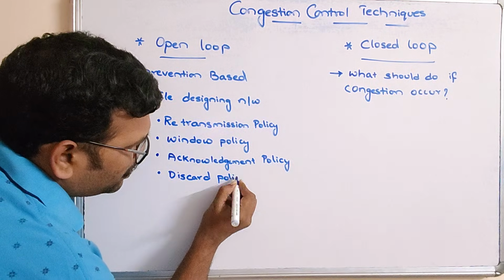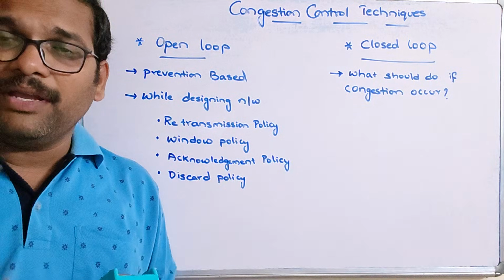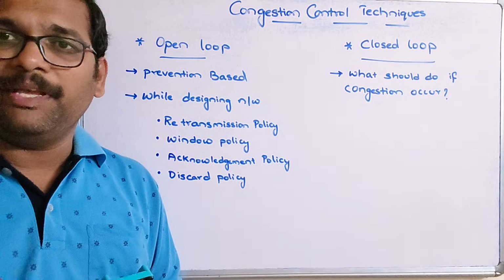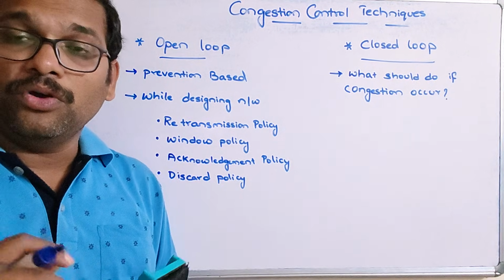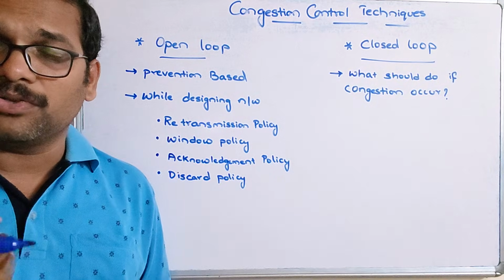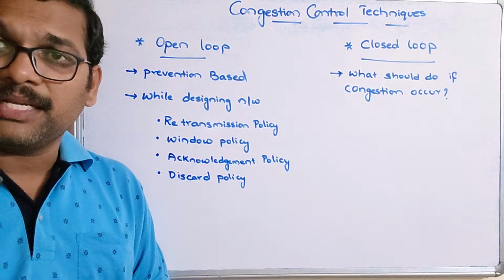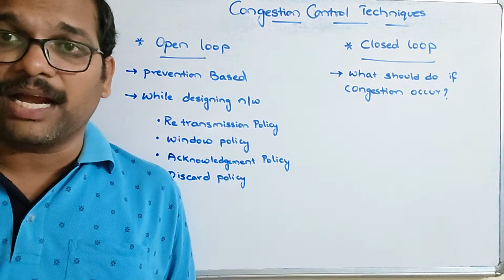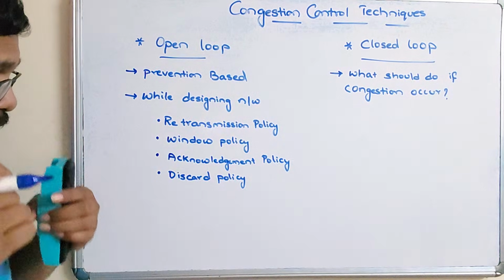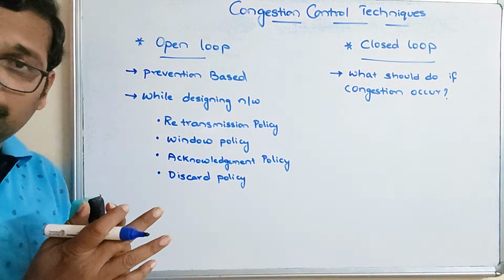discard policy. If a network is having a lot of congestion, automatically some of the packets will get discarded. So which packets should be discarded? There are a lot of parameters. Sometimes it will look at highest priority packets, and lowest priority packets will be discarded, and sometimes the packets will be discarded randomly. So which packets should be discarded if the congestion occurs? That is the discard policy.